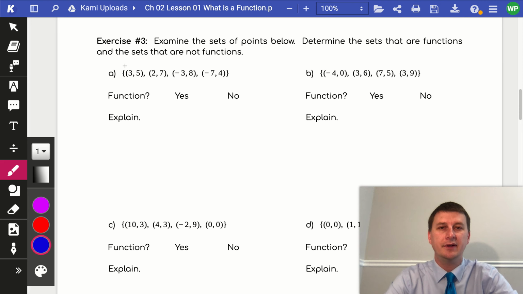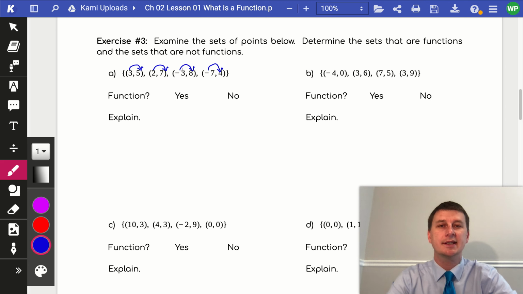It said in our definition also that another name for input was our x value. So every one of these x values has to have exactly one y value. So 3 has an output of 5. Is there another 3 here that has an output of something else? And the answer is no. 2 has an output of 7. Is there another 2 here that has an output of something other than 7? No. -3 has an output of 8. Is there another -3 here that has an output of something else? And the answer is no again. And -7 has an output of 4. And there's no other -7s here that have an output of anything other than 4.